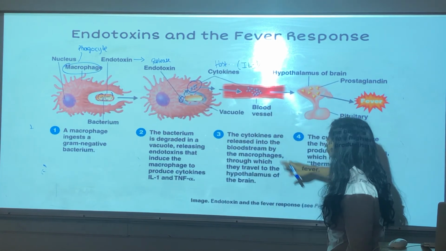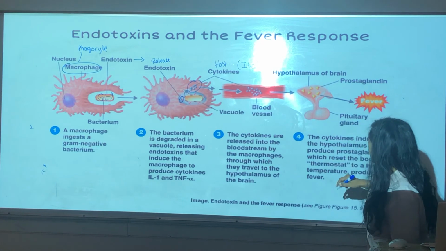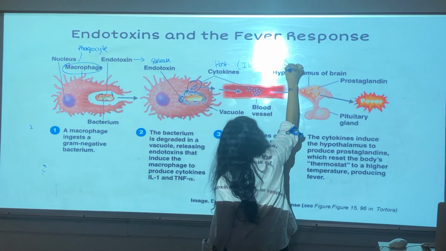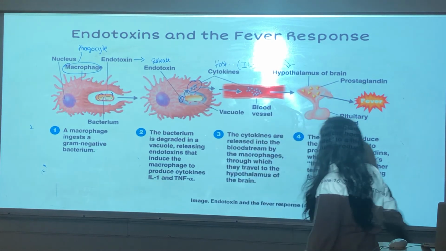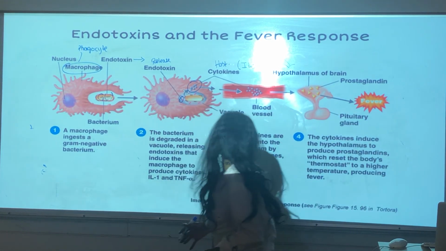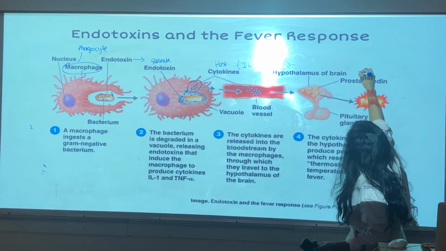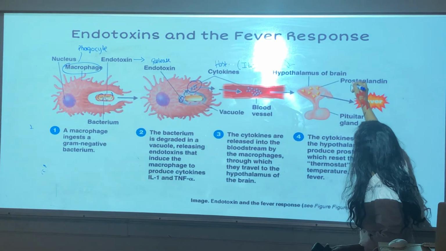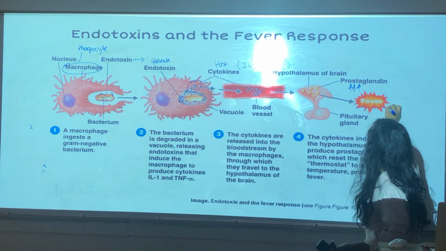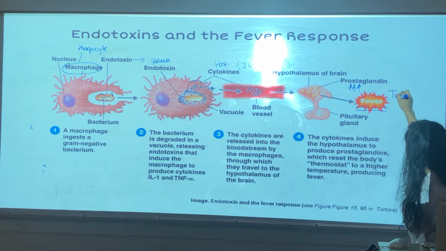So the interleukins go throughout the cardiovascular system, and eventually get to the hypothalamus, which is in control of regulating the temperature. The hypothalamus starts to release a chemical called prostaglandin, and as the prostaglandin levels stay up, then we would have fever, so the temperature goes up.